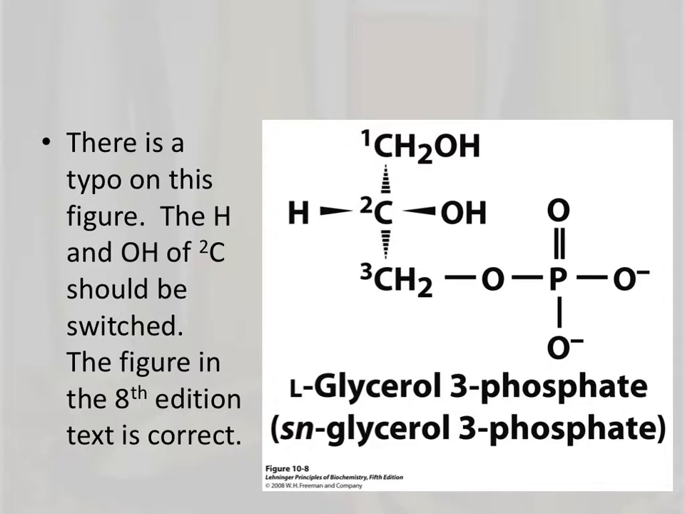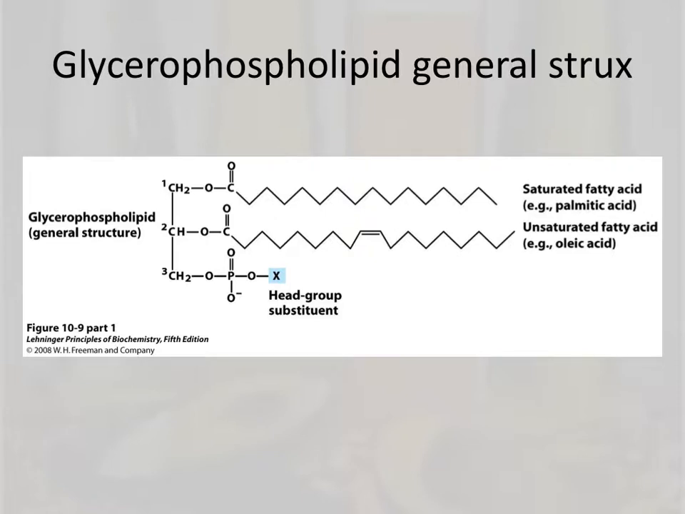That's glycerol phosphate. So we have the glycerol backbone, hopefully you can see that, and one of the alcohols has been replaced by the phosphate. So this is the backbone of the glycerol phosphoglycerides. This is an example, a generic way of writing it. Please note, typically we're going to have a saturated fatty acid in the first position. Typically, you're going to have an unsaturated fatty acid in the second position, many times. And then in the third position, you've got the phosphate, which is where it gets its name.